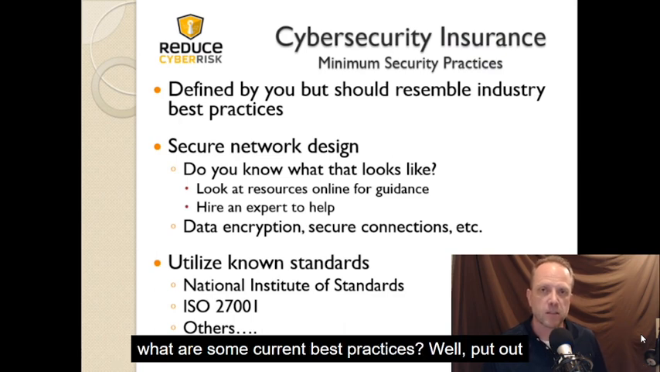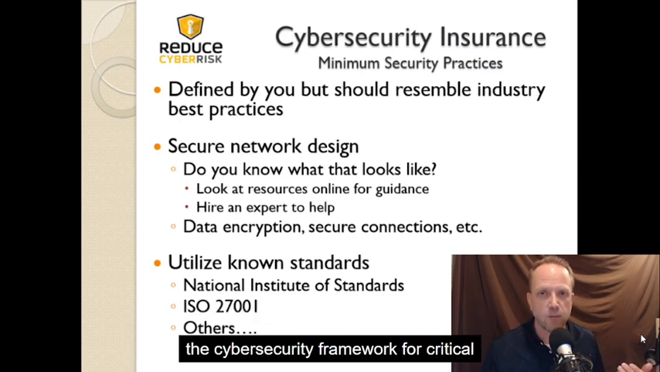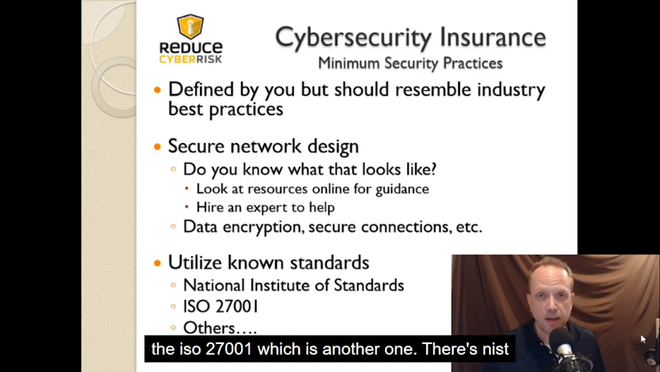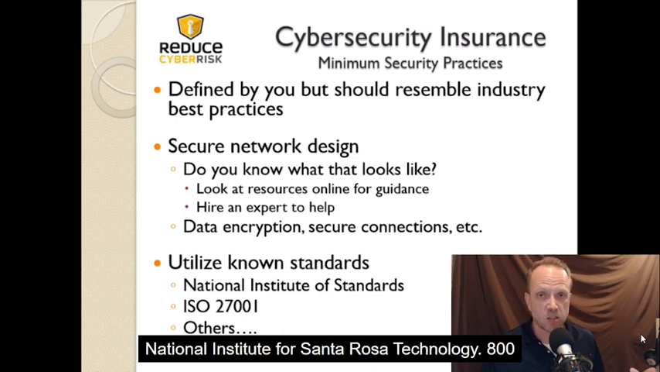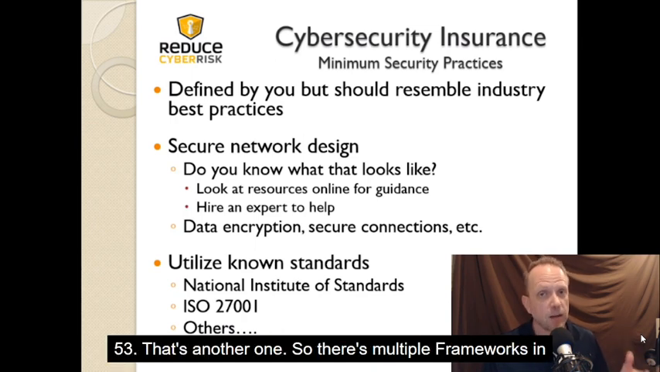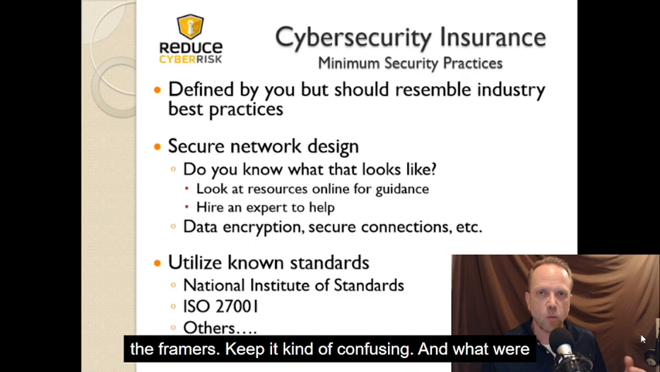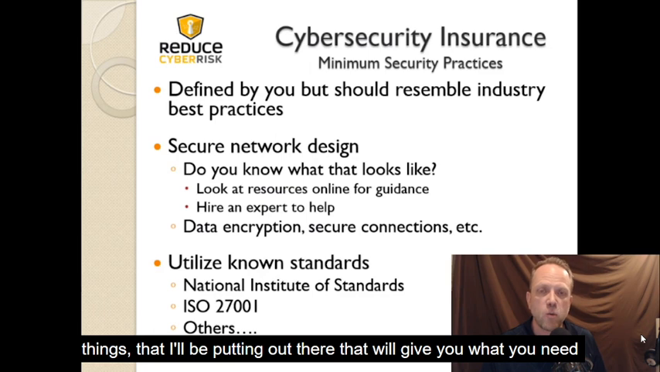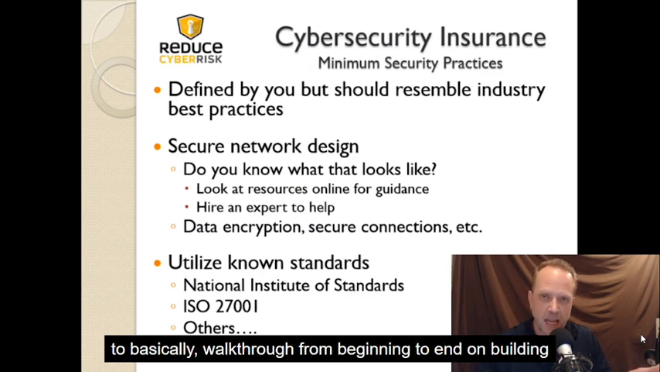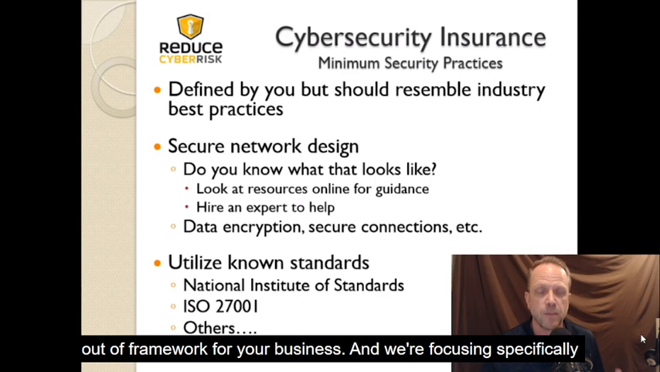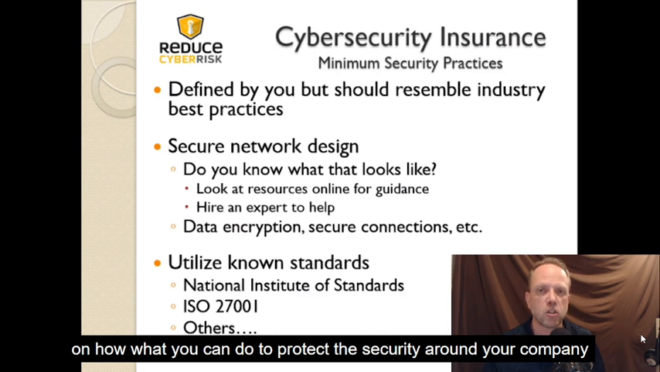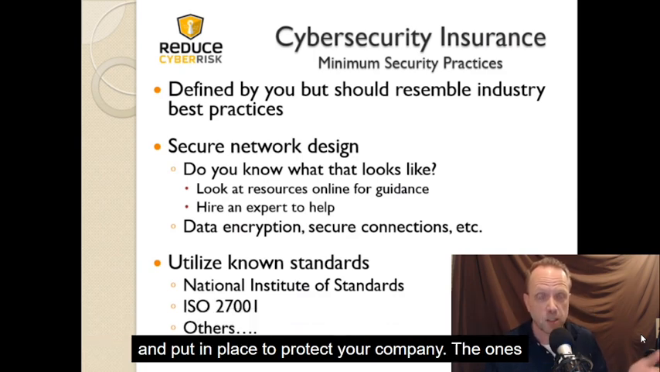So what are some current best practices? Well, NIST put out the cybersecurity framework for critical infrastructure, and that would be one. There's also ISO 27001, which is another one. There's NIST, National Institute of Standards and Technology, 800-53. That's another one. So there are multiple frameworks, and the frameworks can be kind of confusing, so we're going to provide some training here at Reduce Cyber Risk and some of the other things that I'll be putting out there that will give you what you need to walk through from beginning to end on building out a framework for your business. And we're focusing specifically, as we mentioned before, on small and medium businesses, on what you can do to protect the security around your company and put the security in place to protect your company.